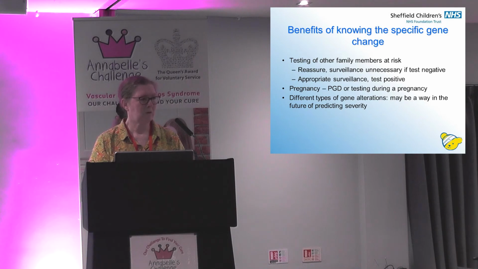For those people who are planning to have family, this allows them to have testing in a pregnancy by chorionic villus sampling at 11 weeks, or to have pre-implantation genetic diagnosis. There are different types of gene alterations, and knowing the type may be a way of predicting severity and perhaps response to treatments in the future.